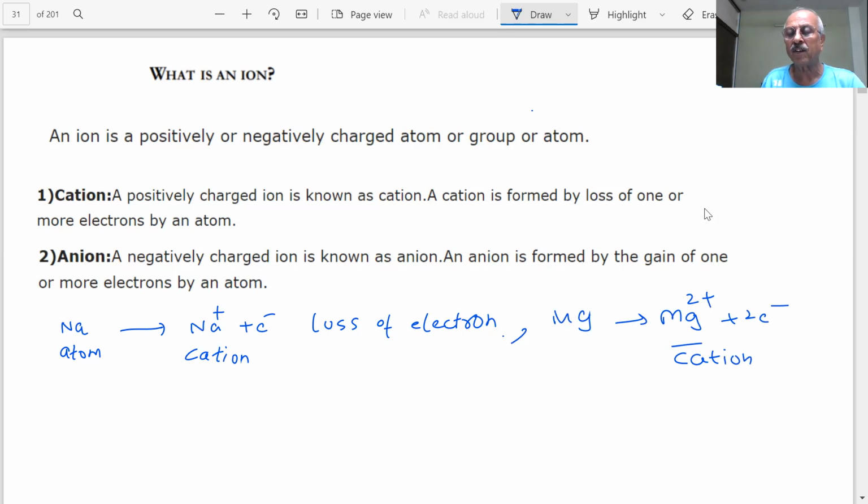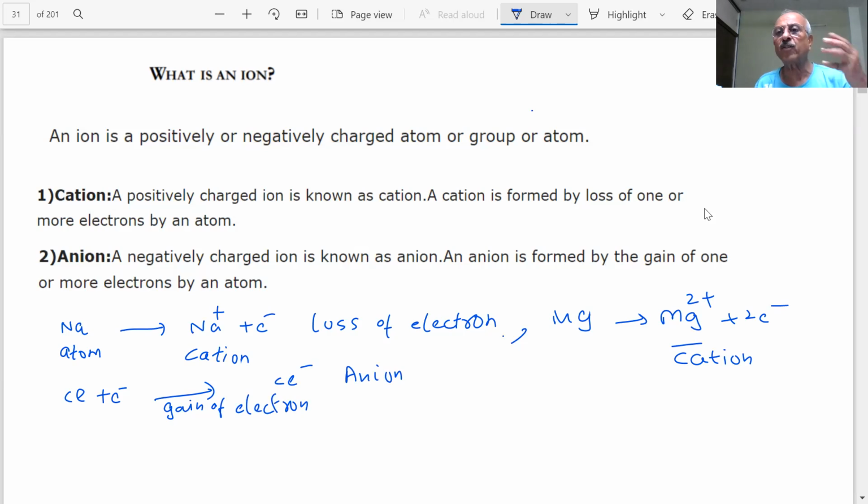Ions have charges on them. This is an atom, with no charge on it. There is a 2 positive charge, as you can see, on magnesium. Similarly, if I have chlorine and it gains an electron, what will it form? Cl minus. There is a negative charge on the Cl, and this is called an anion. So we are aware there are cations and anions.